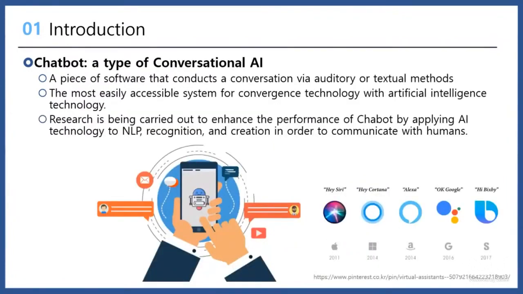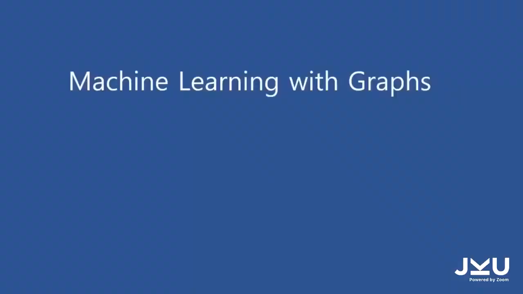Chatbot is a type of conversational AI. As you know, chatbots are software that conducts conversation via auditory or textual methods. It's the easiest access system for convergence technology using AI techniques. Research is being carried out to enhance the performance of chatbots by applying technology to NLP recognition and creation in order to communicate with humans based on graphs.